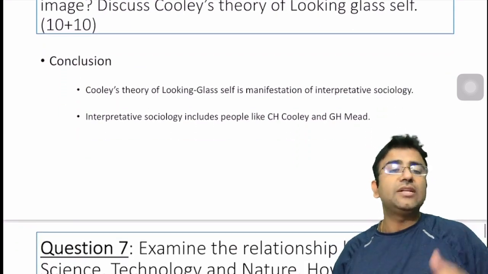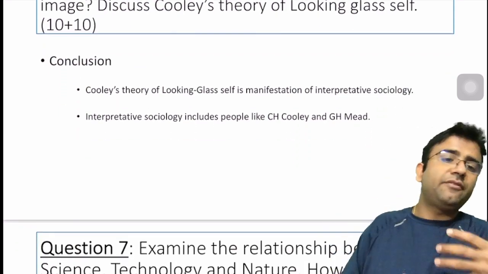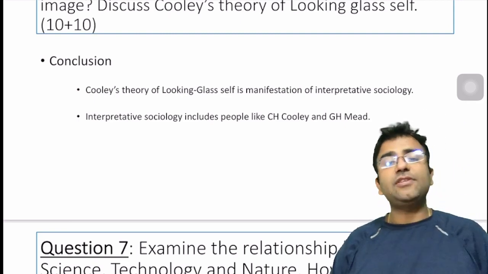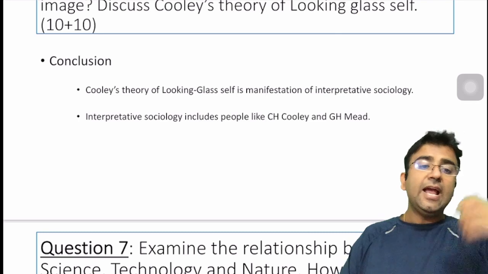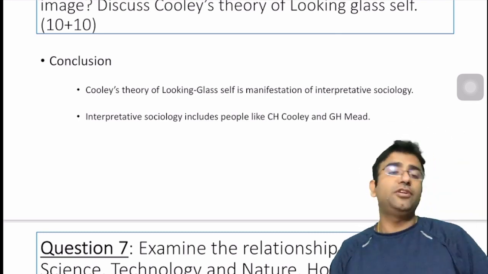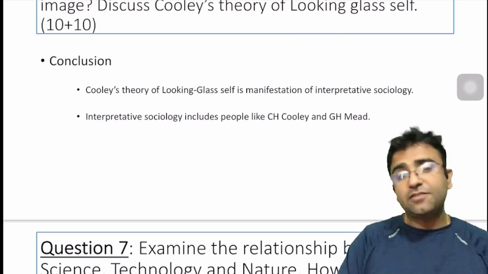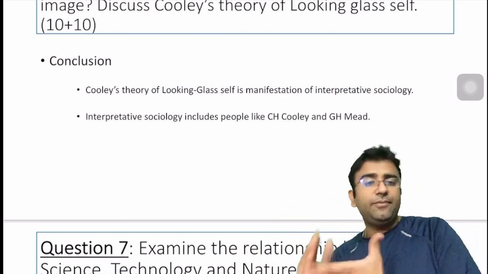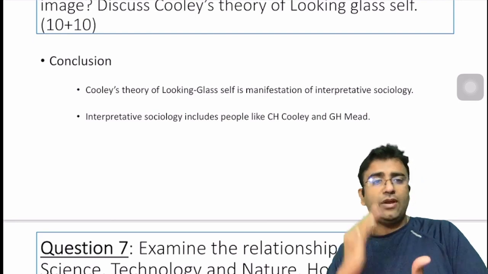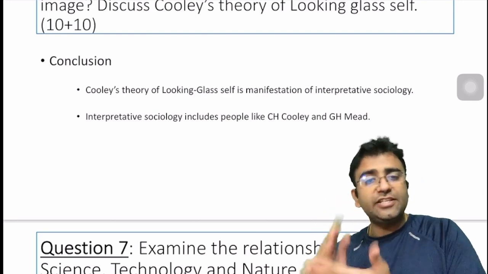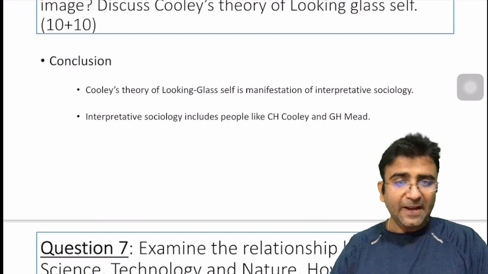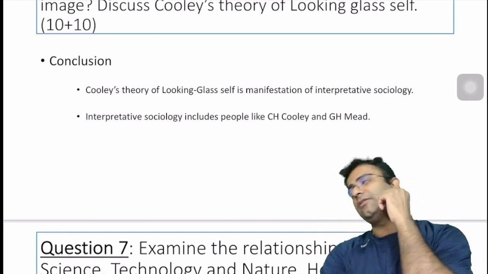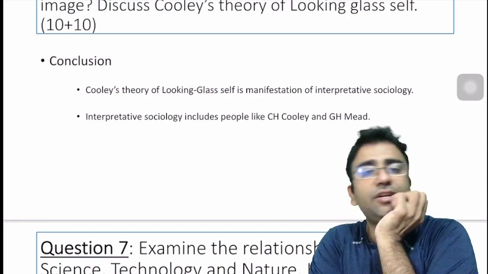In the conclusion, you can say that the theory of looking glass self given by C.H. Cooley is nothing but the manifestation of interpretative sociology, and there are various other forefathers of interpretative sociology such as G.H. Mead, who agree with C.H. Cooley that a person's personal self-image is nothing but a product of an individual's socialization process, right? And this is how you are going to conclude the sixth question, or this is what is the requirement or demand of the sixth question.